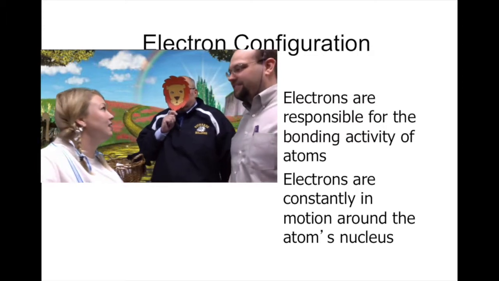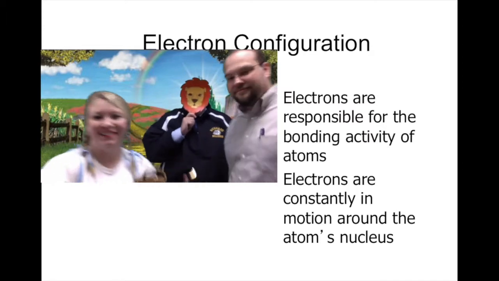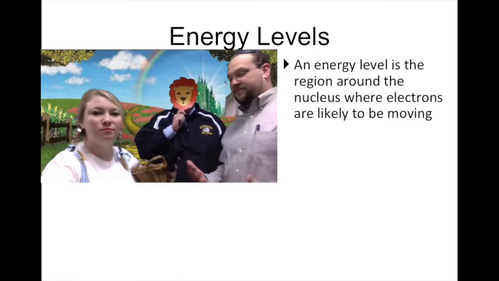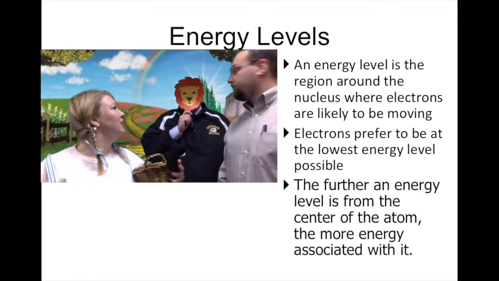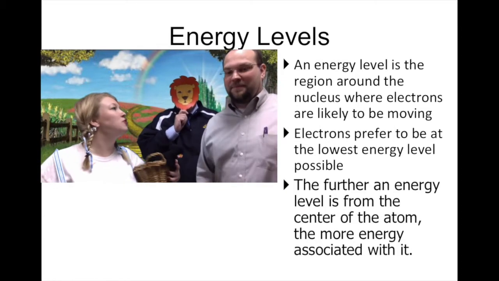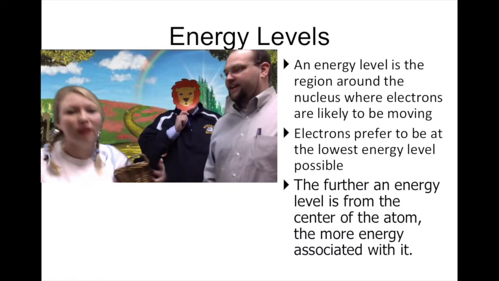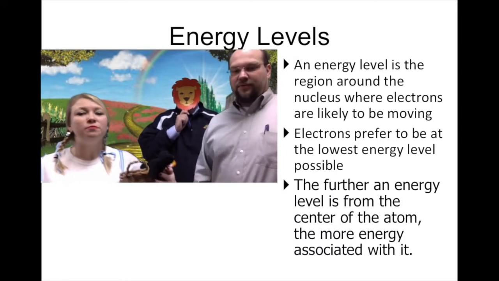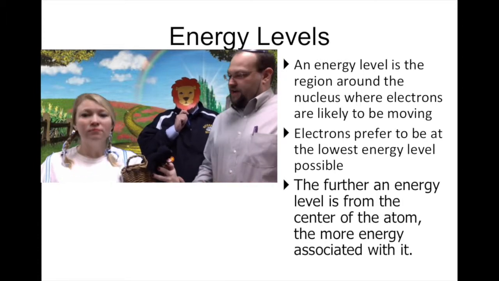Well, Cowardly Lion, it's the part of the atom where the protons and the neutrons live. Oh, okay, I got it. Alright, so electrons are found in energy levels, or distances from the nucleus. Oh, that sounds like it's far. It is very far, like Oz. Very good. So the further the electron is from the nucleus, the more energy it takes, so the higher the energy level.